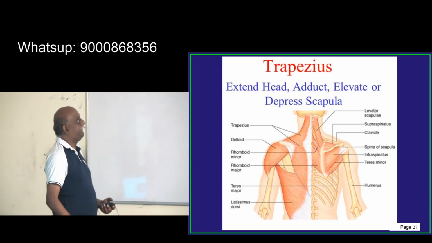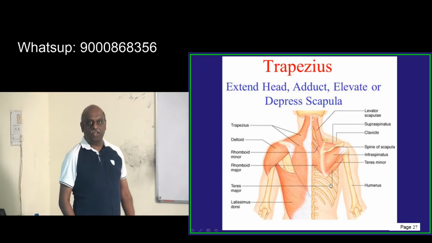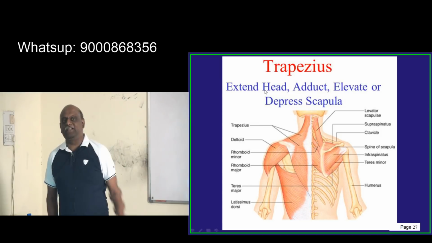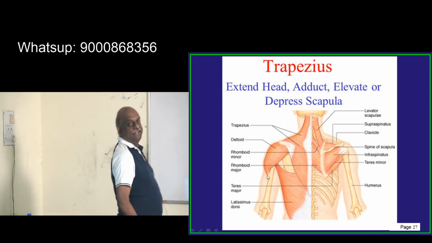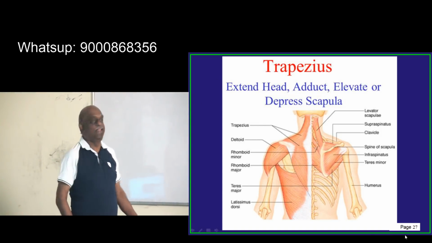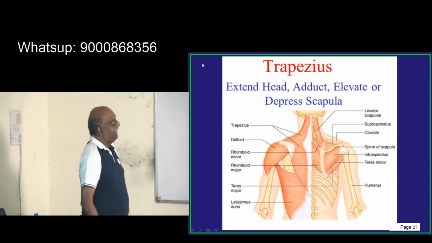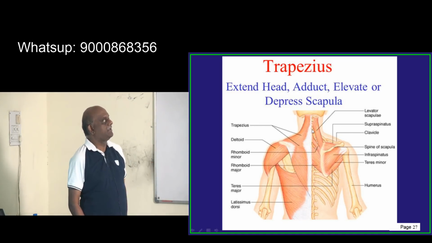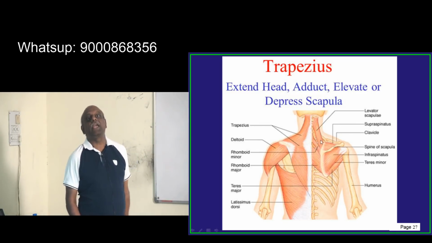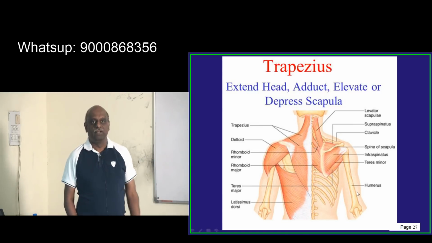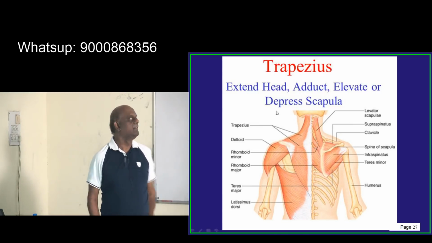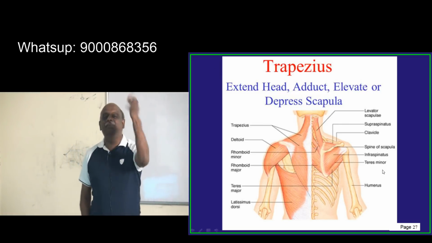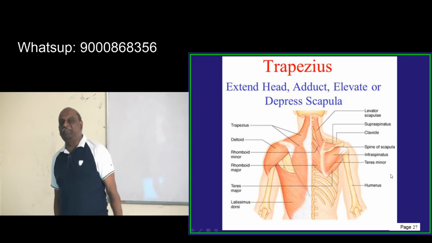Triangular is the shape, as all of you know very well. Jodha Akbar movie you have seen, huh? The powerful trapezius you can classically see. So what does trapezius basically do? It extends the head, adducts, elevates or depresses the scapula. So that is the function of the Jodha Akbar's trapezius that you need to remember. I think the easiest question in AIIMS ever was this triangular shape of the trapezius.